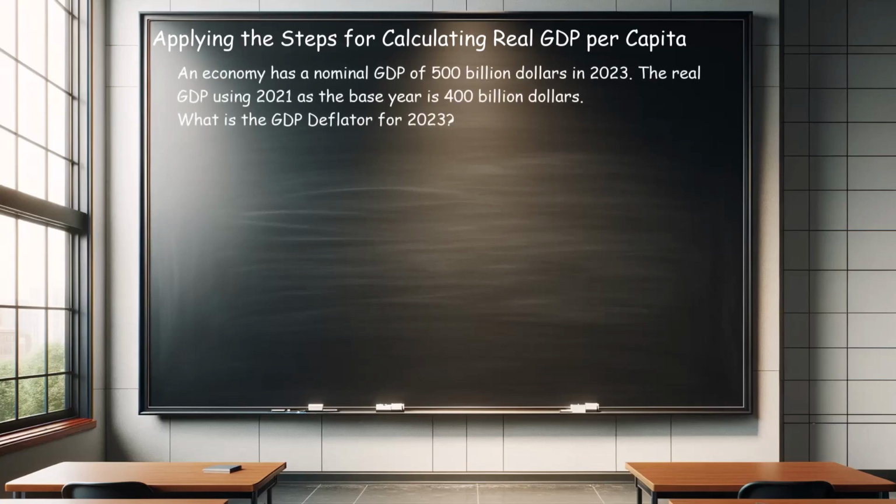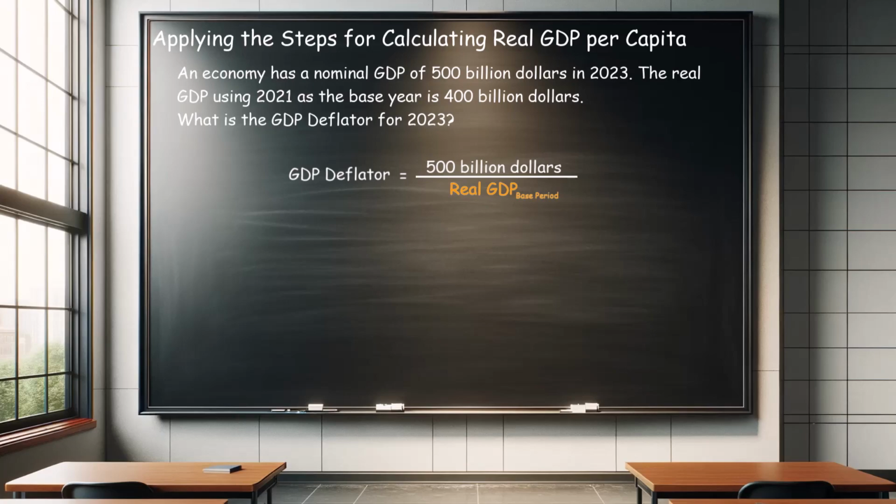1. Write the formula for the GDP deflator. GDP deflator equals the nominal GDP divided by the real GDP. 2. From the problem statement, substitute the nominal GDP into the formula. In the problem statement, the nominal GDP is $500 billion. So, let's substitute $500 billion into the formula.